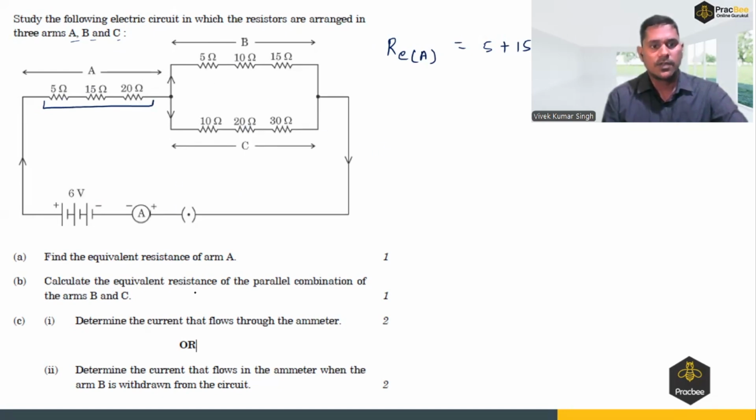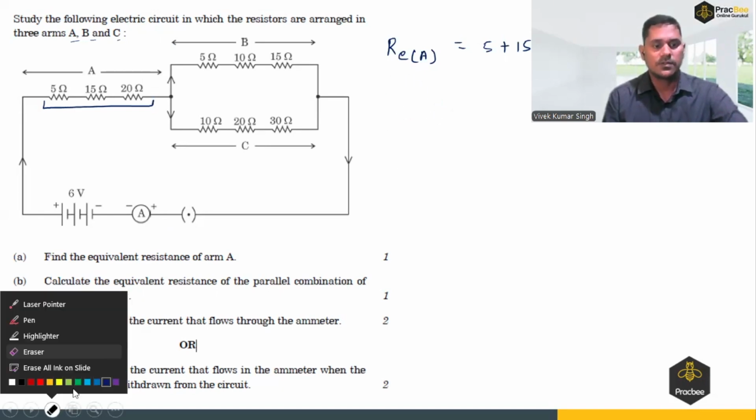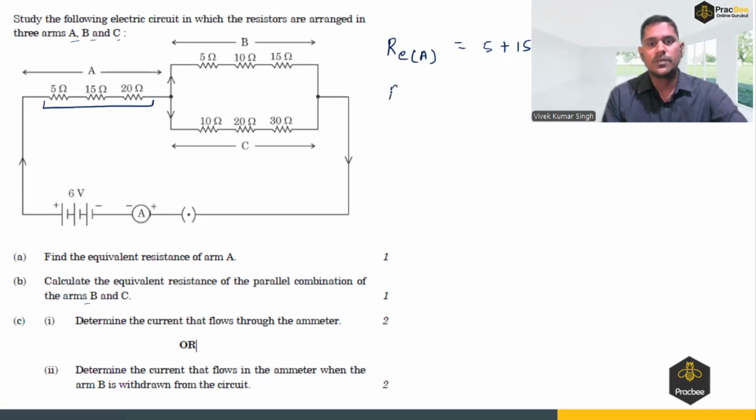Now calculate the equivalent resistance of the parallel combination of arm B and arm C. So R equivalent across arm B and C. Since they are in parallel, first of all, we have to find out the total resistance in arm B and arm C. If you see this, arm B has an equivalent resistance of 15 plus 5 is 20 plus 10 is 30 ohm. And arm C has an equivalent resistance of 10 plus 20 plus 30, that is 60 ohm.